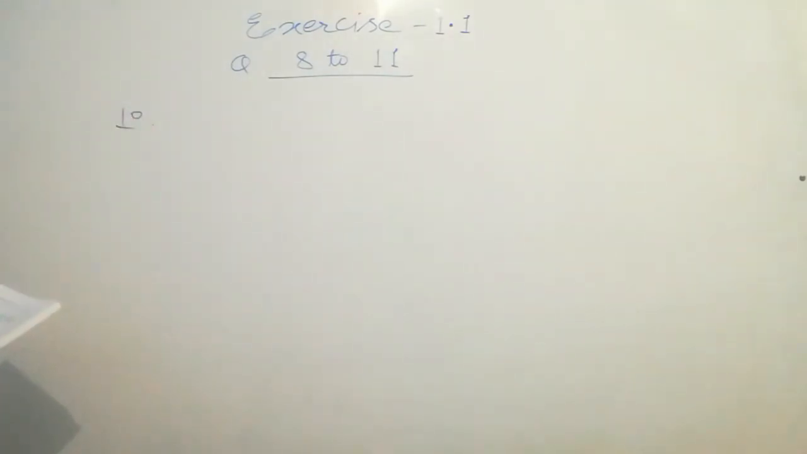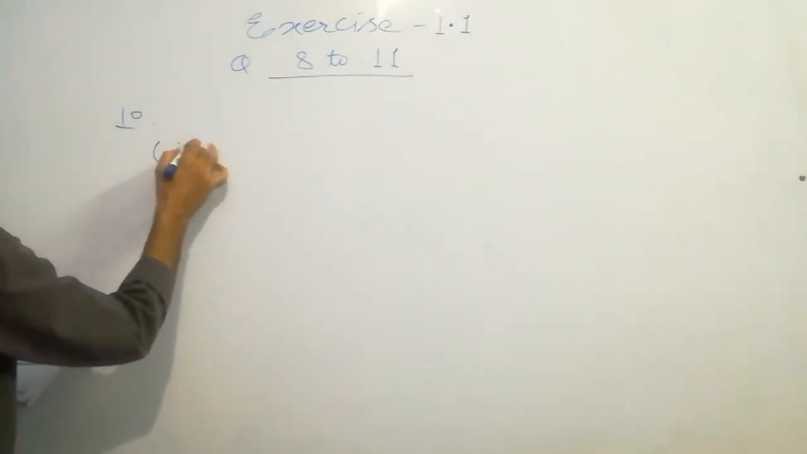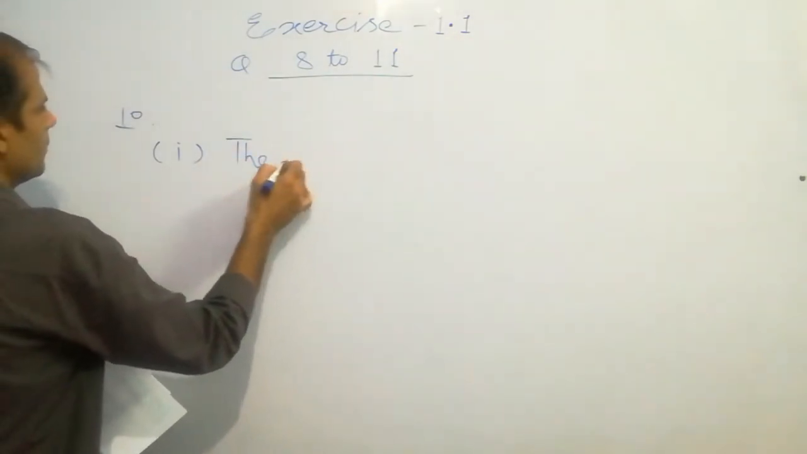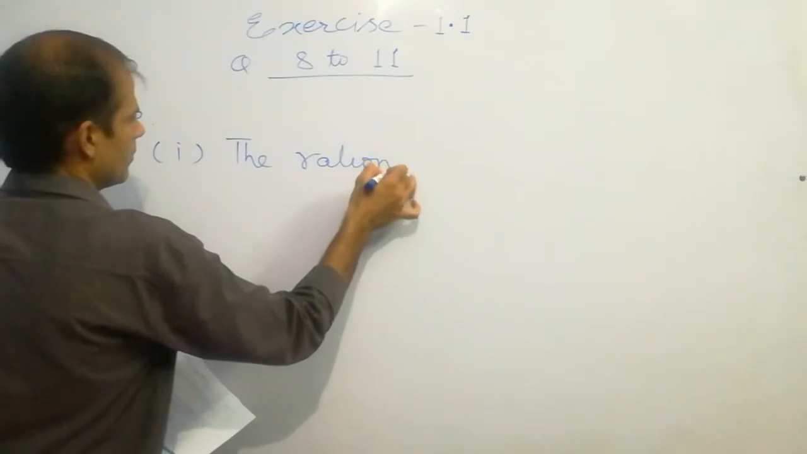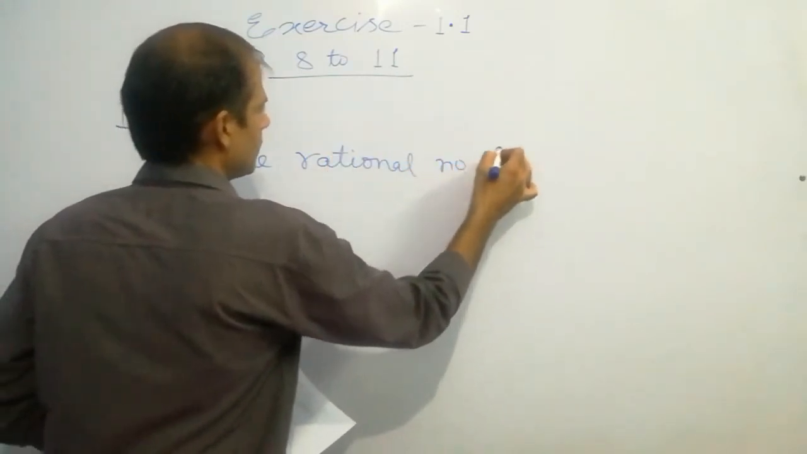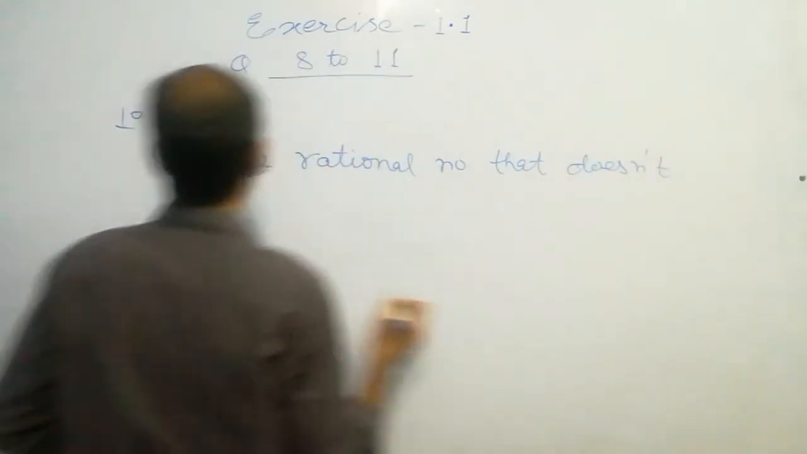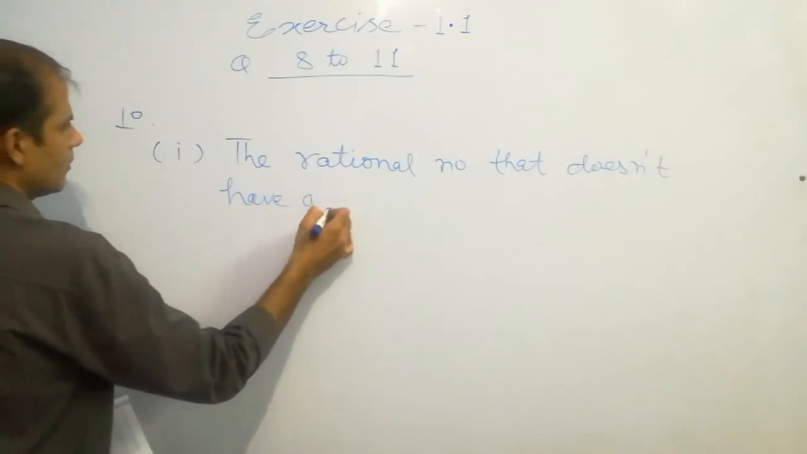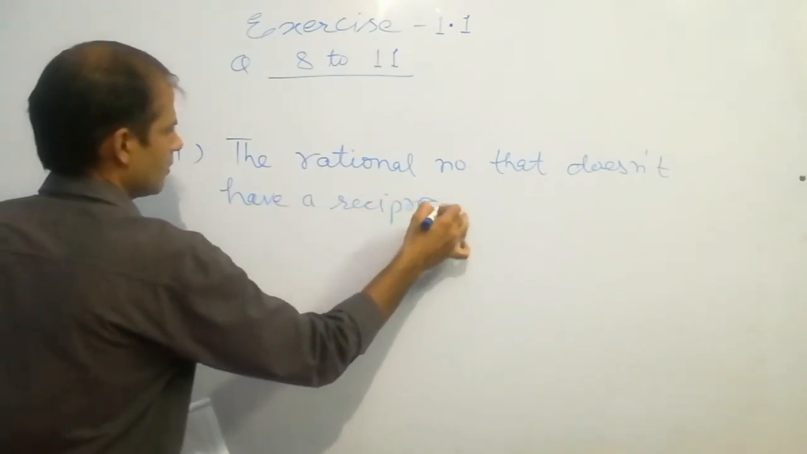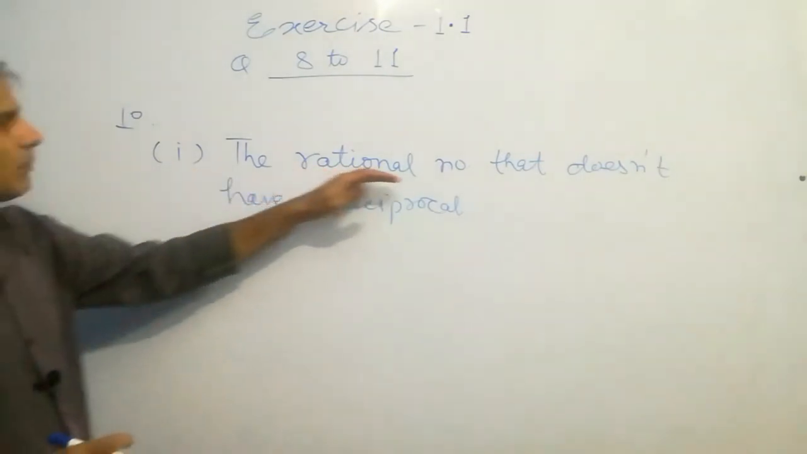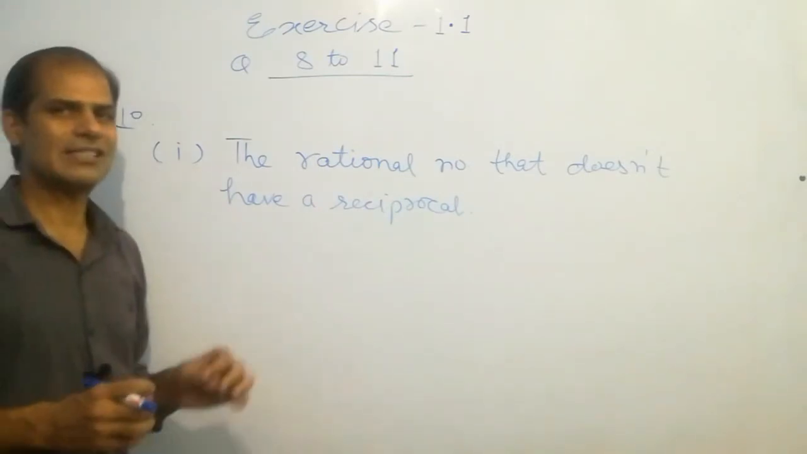The 10th question has 3 parts, so I am solving all the 3 parts. The rational number that doesn't have a reciprocal. Okay students, these 3 parts are important, but they are very easy. You can see: the rational number that doesn't have a reciprocal. Just think about it. Is it possible?